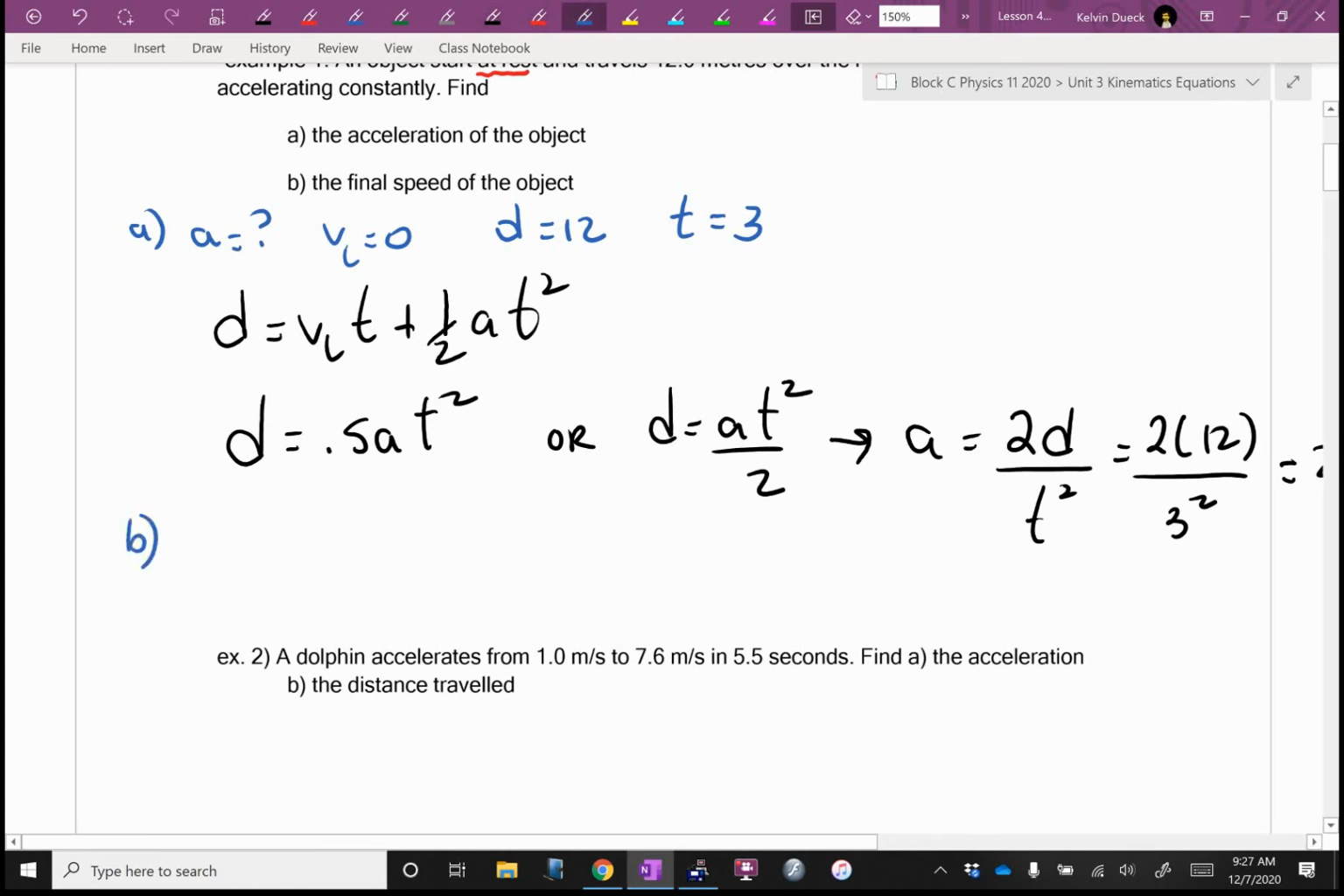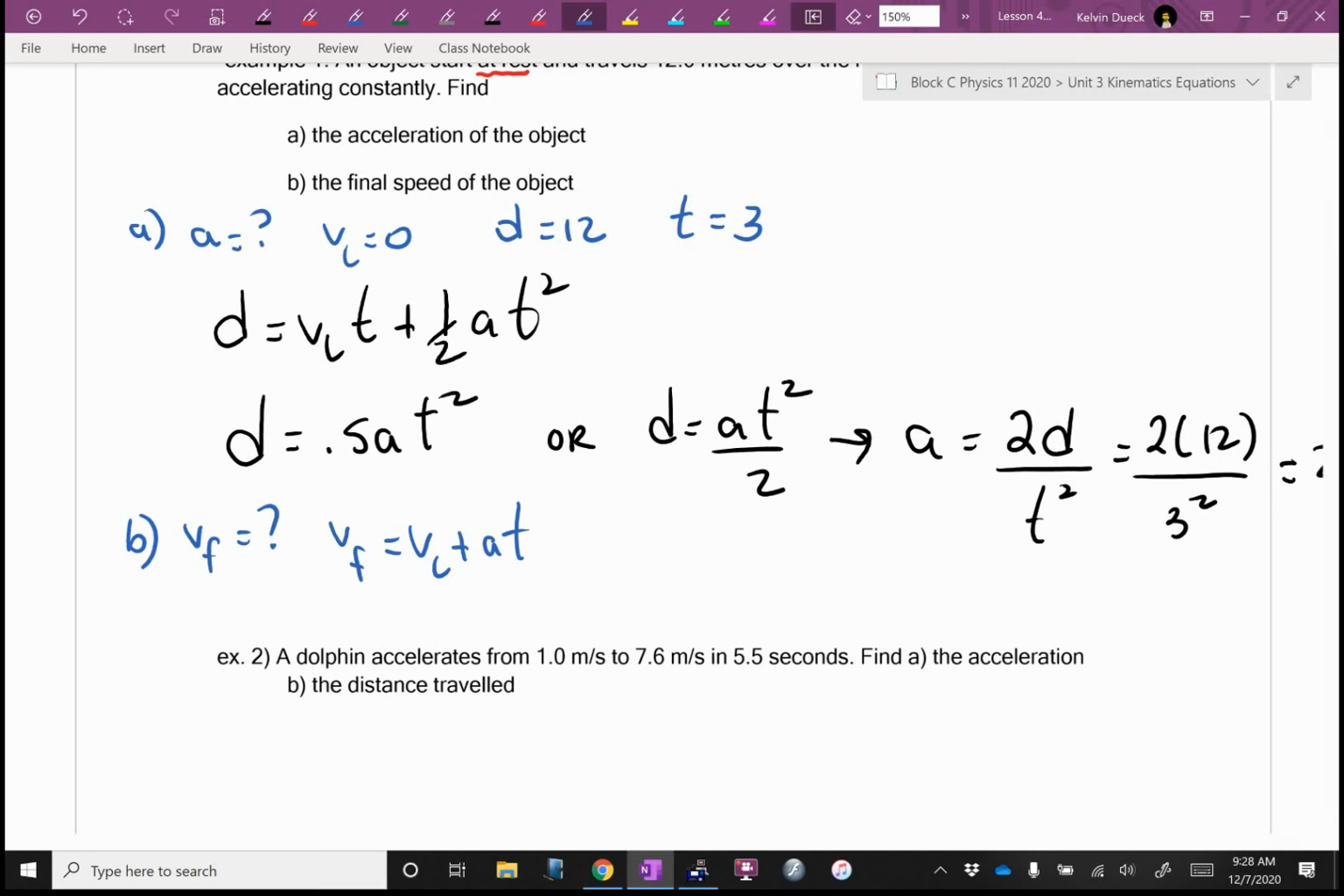B. Kai, what's B want me to find? VF. Okay. Look up. Don't write this down. I could use VF equals VI plus AT. And the reason I could use that is, what did I find in part A? The only reason I might hesitate is if I got part A wrong, what am I also guaranteeing? That I'm going to get?